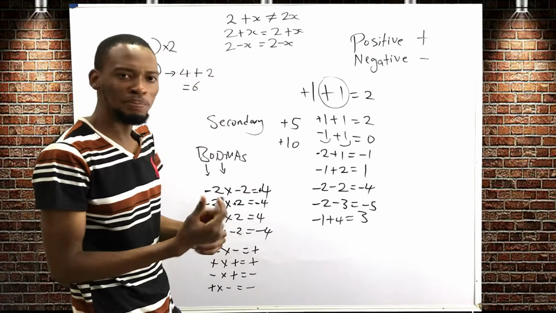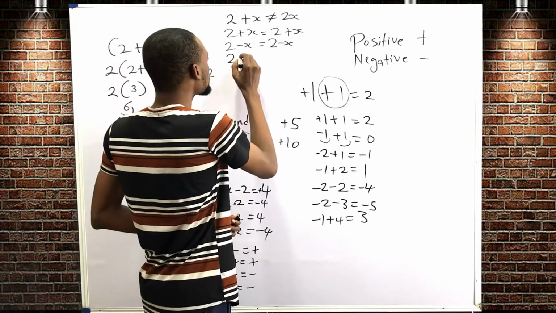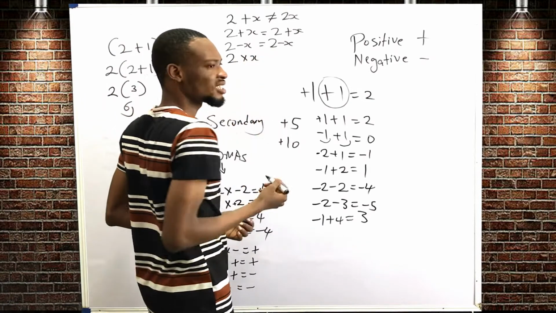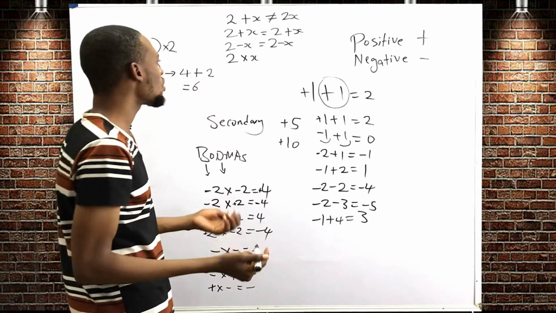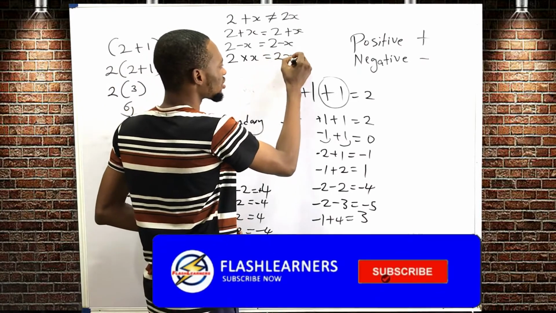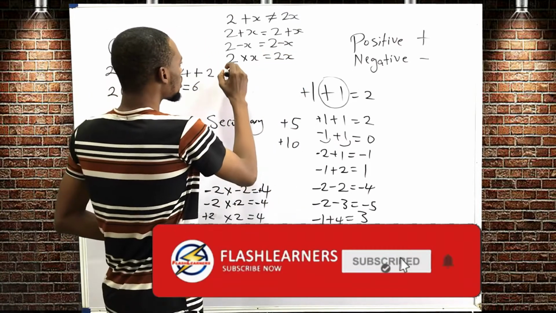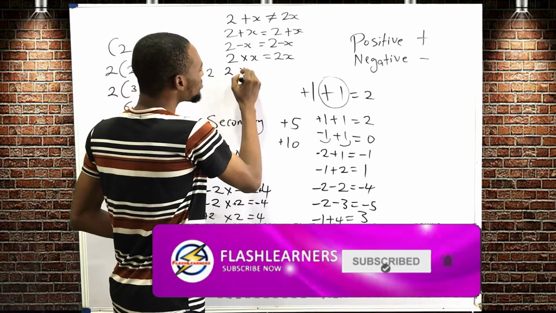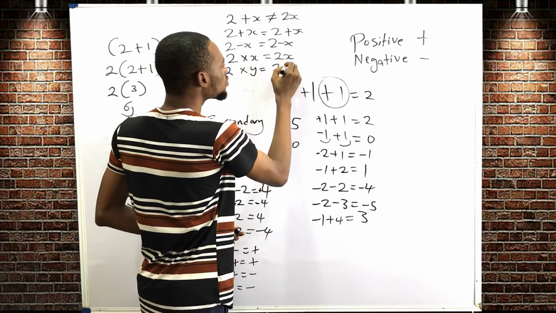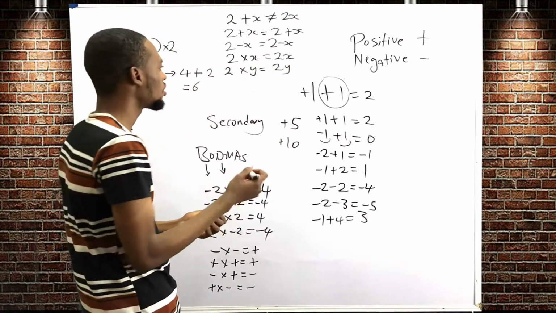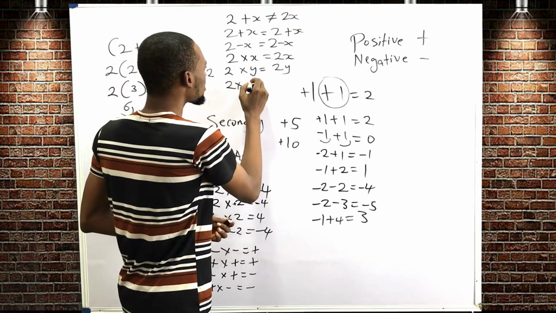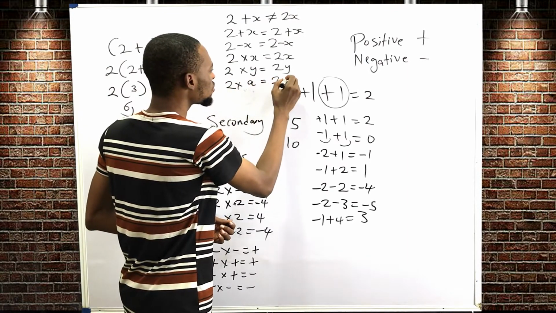However, you can multiply. 2 times s is equals 2s. 2 times y is equals 2y. 2 times a is equals 2a.